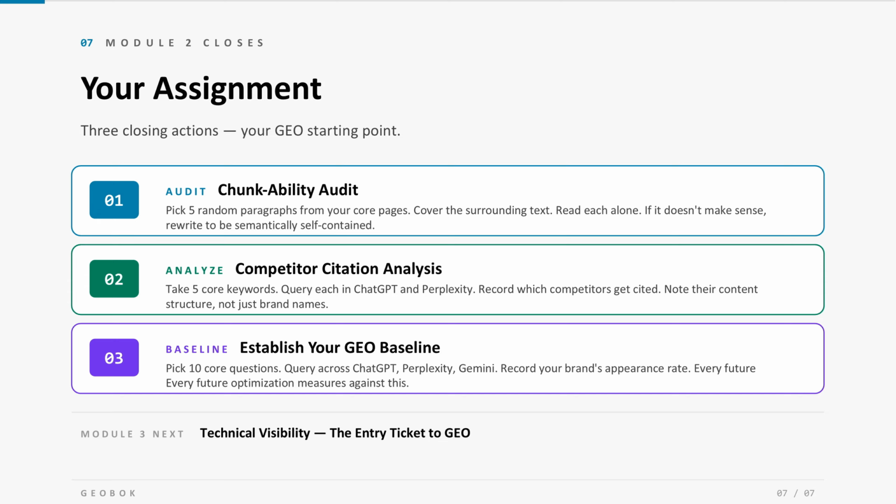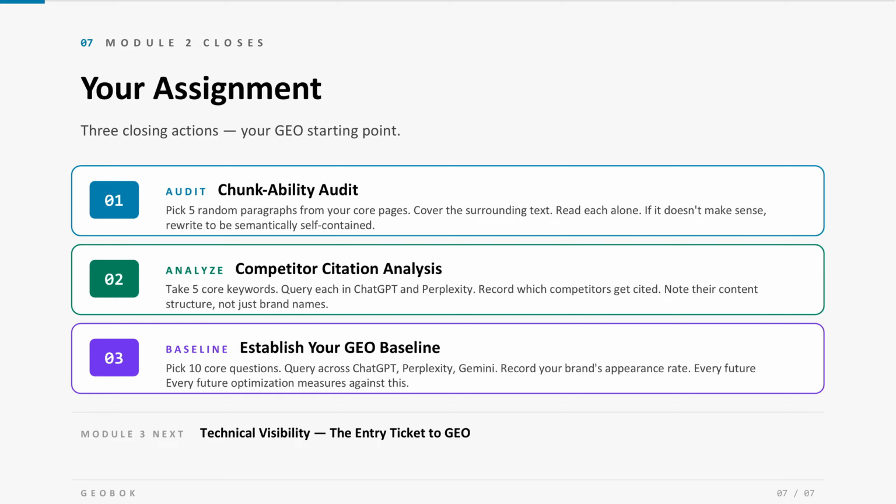2. Competitor citation analysis. Take your 5 core keywords. Query each one in ChatGPT and Perplexity. Record which competitors' content gets cited. Note what their content structure looks like.